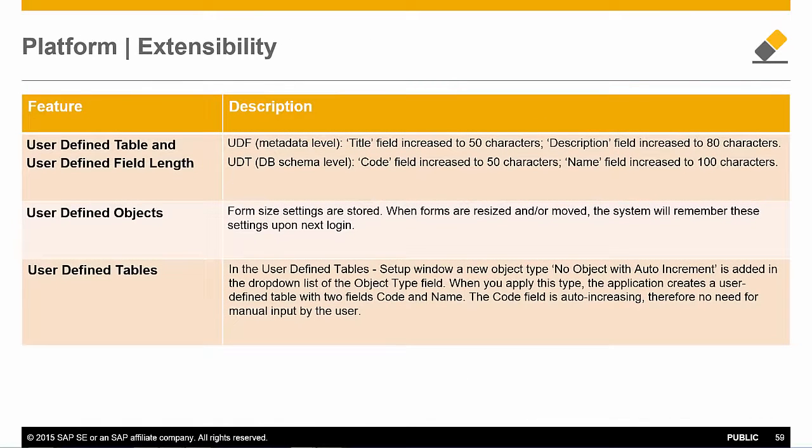Several additional enhancements to user-defined tables, objects and fields include, for example, the increase of user-defined table and user-defined field lengths. For user-defined objects, form size settings are stored, so when forms are resized or moved, the system will remember these settings upon the next login. With user-defined tables, the user-defined tables setup window has provided a new object type. No object with auto-increment has been added in the drop-down list of the object type field. When you apply this type, the application creates a user-defined table with two fields, code and name. The code field is auto-increasing, therefore there's no need for manual input by the user.